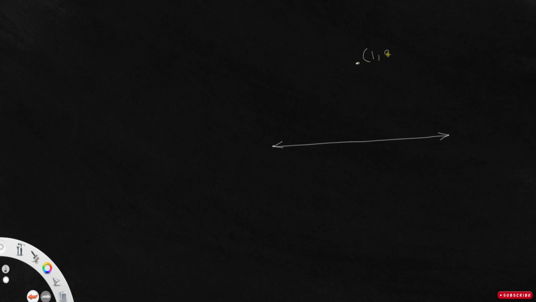Suppose I have a point (1, 2) and a line with equation 3x plus y equals 4. To find the distance of this point from the line, the perpendicular drawn to the line 3x plus y equals 4 gives the distance. In order to find the distance of (1, 2) from this line, I first have to put these two values of x and y in the equation. That is, substituting, I will get 3 into 1 plus y, which is 2.